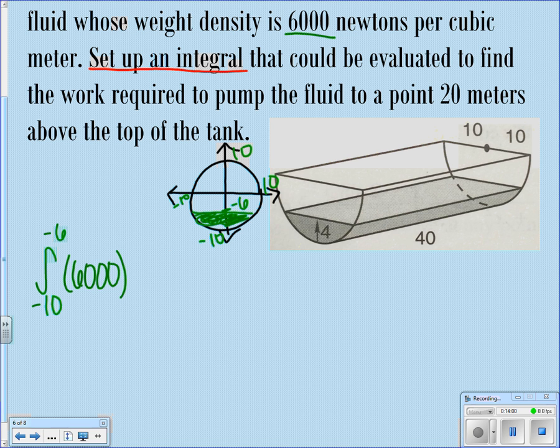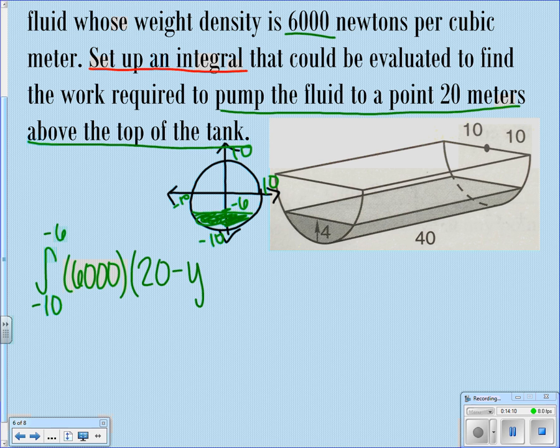On this one, we are wanting to pump the fluid to a point 20 meters above the top of the tank. So for your height, you're going to do 20 minus y. Because you're not just going h equals y, because we're getting 20 meters above the top of the tank. So 20 minus y. And then you're going to have your volume.